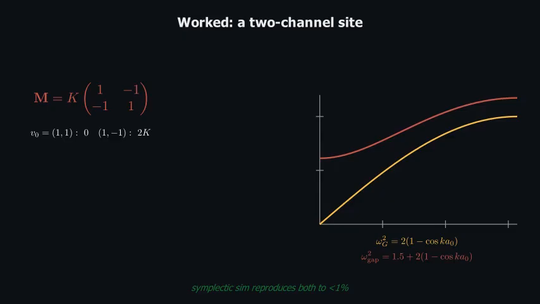Integrate the full nonlinear Hamiltonian on a computer, and both branches return to better than 1%. The quadratic engine is the right one. M equals K, omega gap squared equals 1.5 plus 2.1 times (1 minus cos ka), omega G squared equals 2.1 times (1 minus cos ka). Plot both. So here's the verdict.